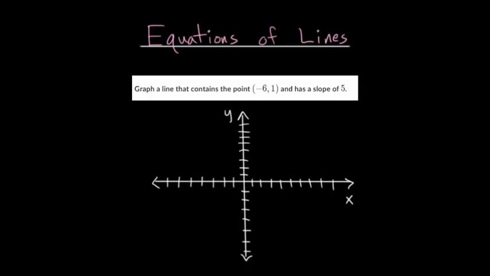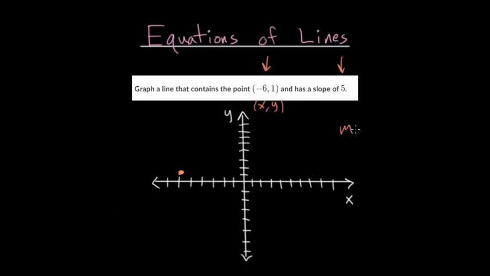In this video, I'd like to talk about how to graph the equation of a line where we're given a point on the line and we're given the slope of the line. So first, let's plot this point. We're at an x value of -6 and a y value of 1. So we go over left 6, so -1, 2, 3, 4, 5, 6. So right here for x, and then up 1 for y. So we have that point right there. That's actually going to be on our line.